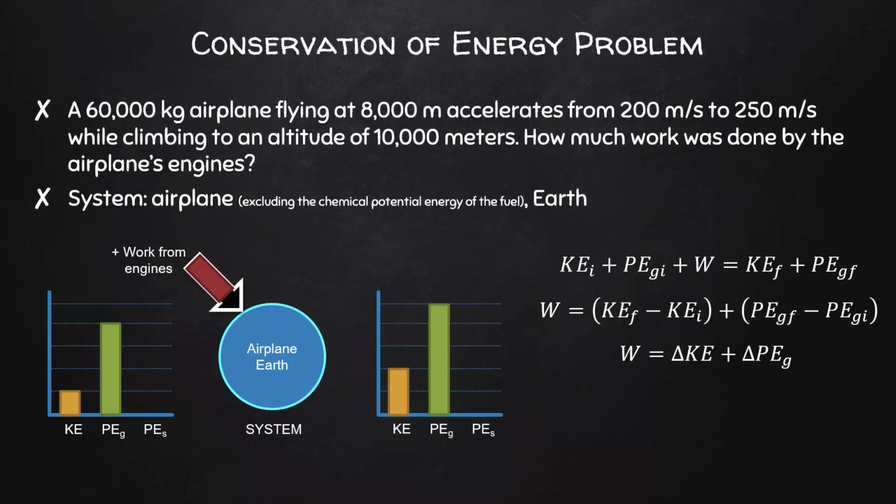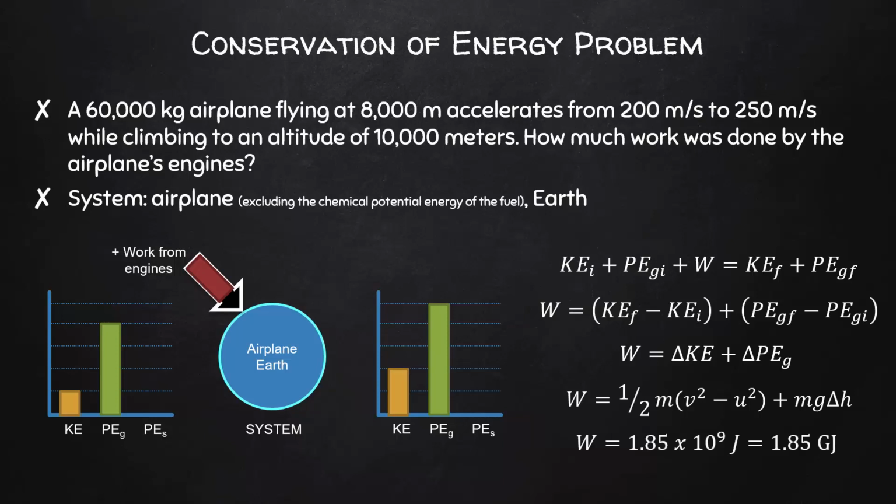If we substitute in the equations for those changes of energy, we get W equals 1/2 m times v squared minus u squared plus mg delta H. I'm not going to show the substitution and all of the arithmetic here, but I encourage you to give it a try. I found that the work done by the airplane's engines was 1.85 times 10 to the 9 joules, which we could also call 1.85 gigajoules.